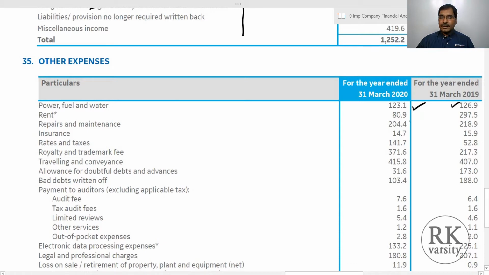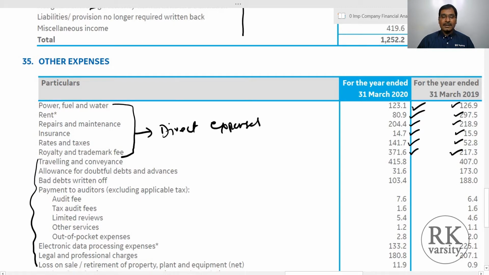Then rent is a direct expense. Then repairs and maintenance to plant, machinery, equipment and all, direct expense. Insurance for the plant and equipment is a direct expense. Then rates and taxes, again a direct expense. Then royalty and trademarks, also direct expense. Now traveling and conveyance, allowances for doubtful debts, all these are administrative or other expenses. So we consider these items as a part of direct expenses.